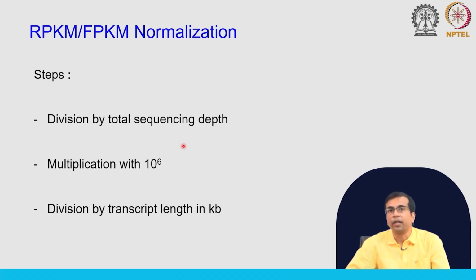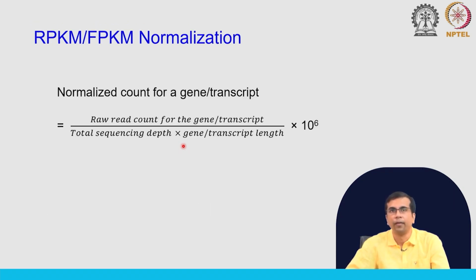Then we actually normalize for gene length, and to do that we divide by transcript length in kb. So, this is gene length or transcript length in kb. That is something you should note. The formula is like this: we get the normalized count for a gene or transcript by dividing the raw read count by the total sequencing depth as well as by gene or transcript length, and we multiply with 10 to the power 6. Million, again we understand why we do that.